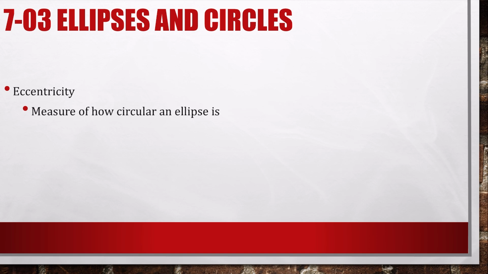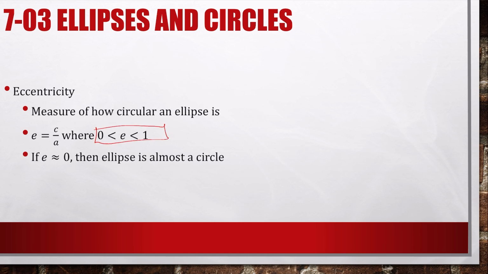Eccentricity is a measure of how circular the ellipse is. And it's calculated c divided by a, so the distance to the focus divided by the distance to the vertex. And for an ellipse, it's between 0 and 1. If the eccentricity is about 0, then the ellipse is almost a circle. If e is close to 1, then the ellipse is almost a line.